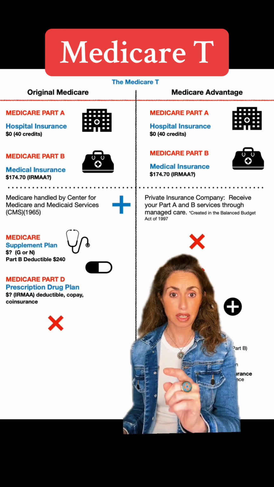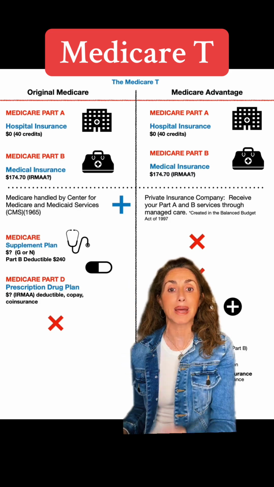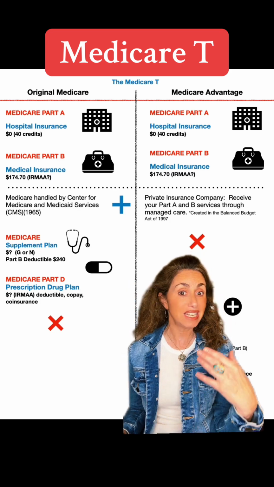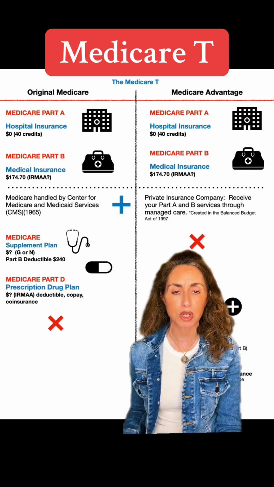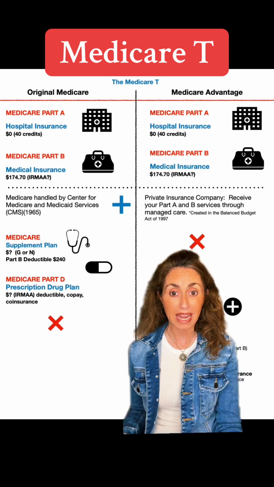Now, in addition to getting a Medicare supplement policy, you're going to want to consider getting a Medicare Part D plan. D is for drugs or your prescriptions. And typically there is a premium for the plan.